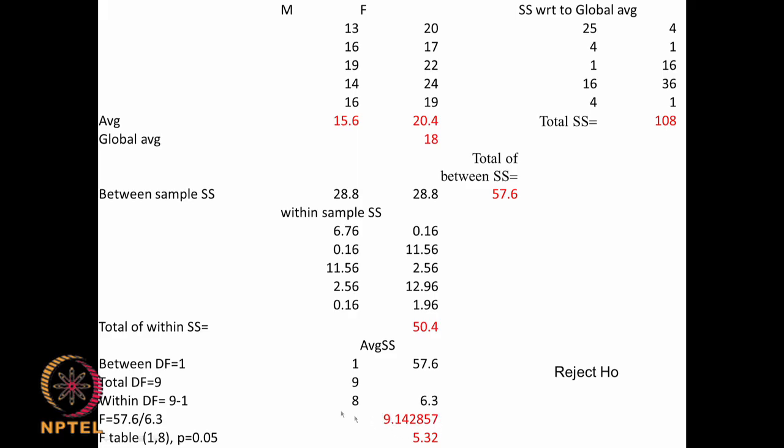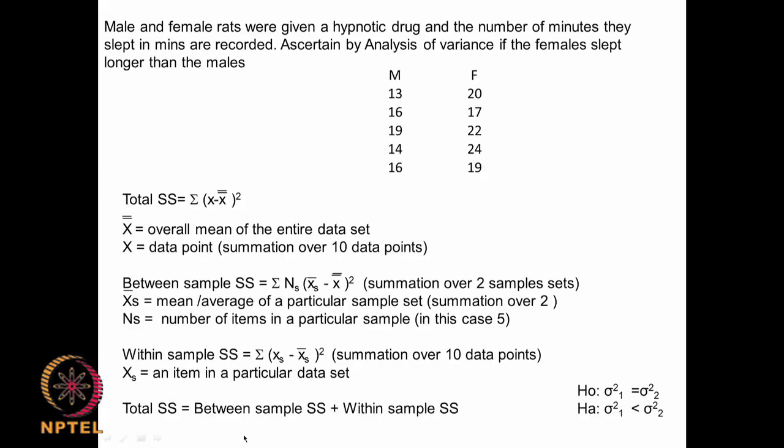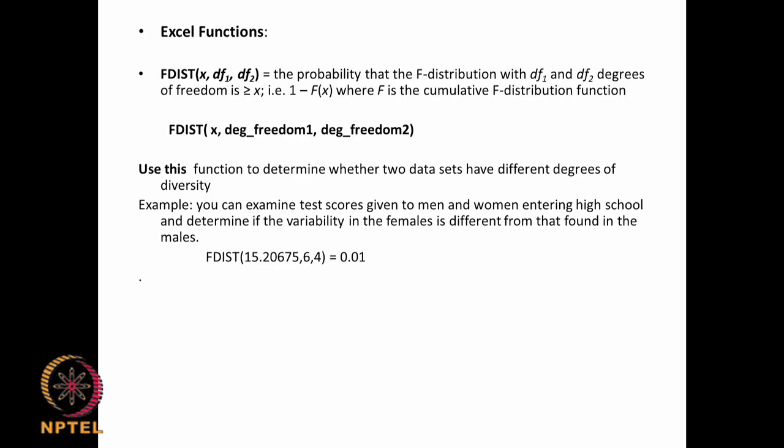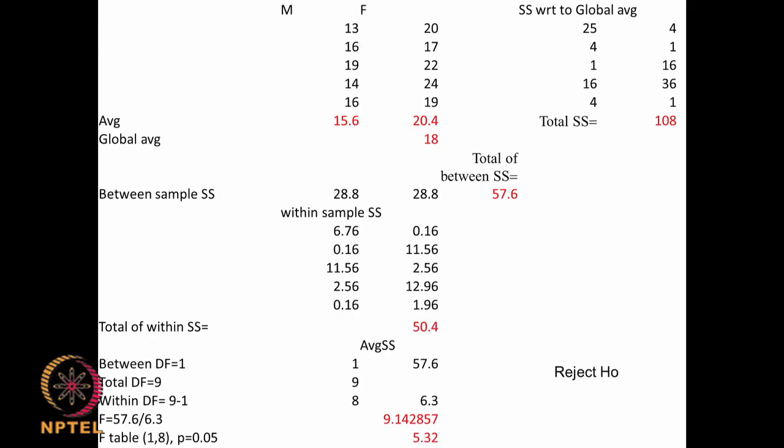Now, what will be the F table degrees of freedom? Numerator is 1 degree of freedom, denominator is 8 degrees of freedom. So, I look into the table of F under 1 comma 8, for p equal to 0.05, and I get 5.32. F calculated, 57.6 divided by 6.3, is 9.1. So, you reject the null hypothesis. Do you understand how to do this problem?